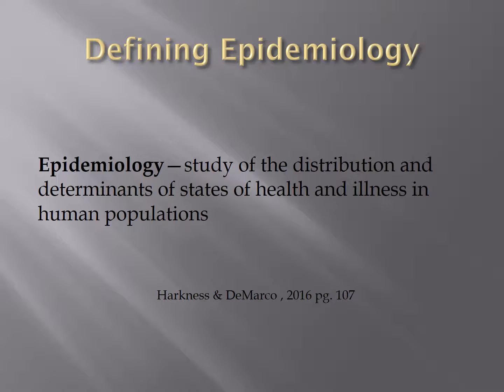Defining epidemiology. The definition of epidemiology as defined by your Harkness and DeMarco text on page 107 is the study of the distribution and determinants of states of health and illness in human populations. States of health and illness include health, disease, morbidity, injuries, disability, and mortality.